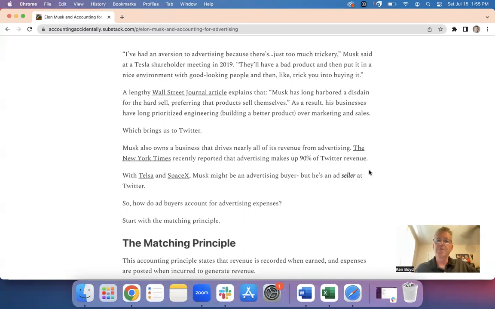advertising. The New York Times reports recently that advertising made up 90% of Twitter's revenue. With Tesla and SpaceX, on the other hand, Musk might be an advertising buyer, but he's an ad seller at Twitter. So the question is, how do ad buyers account for advertising expenses? And it starts with the matching principle.